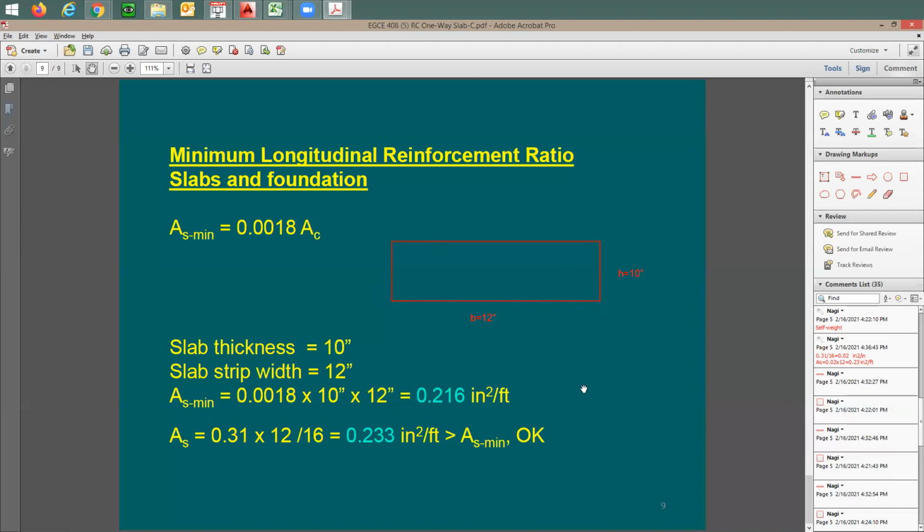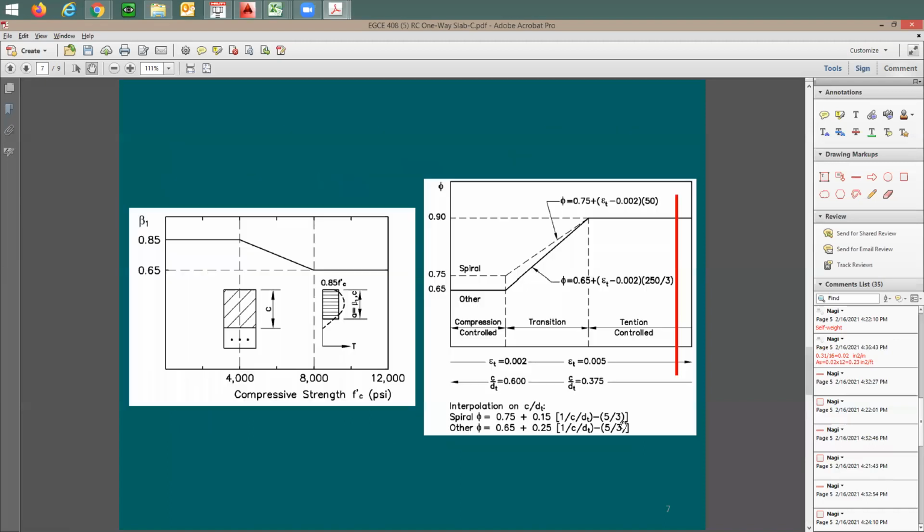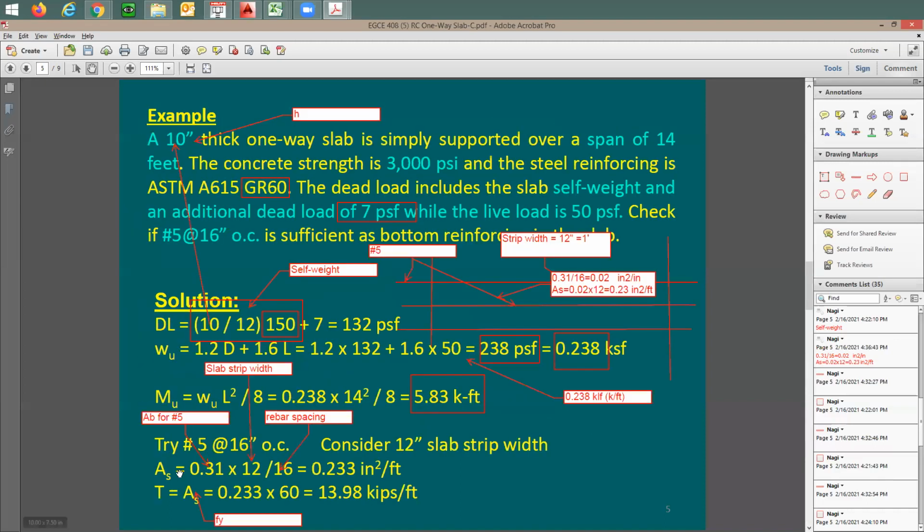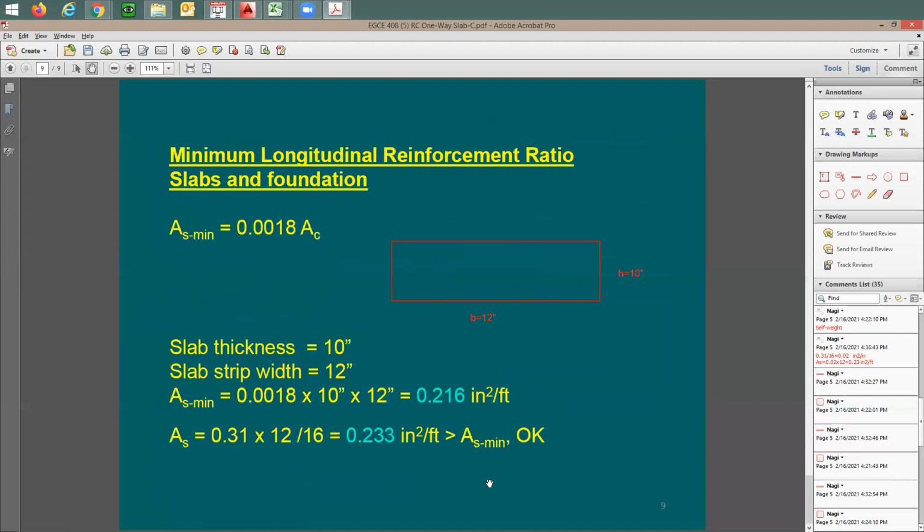How much do you provide? Let me go back here and confirm this number. As equals 0.233 square inch per foot. Yeah, this is what I have provided, more than this value here, which means this is okay. I was able here to provide more reinforcement than needed based on the minimum. So I covered the minimum reinforcement needed for the slab, and my design is okay. Any questions?